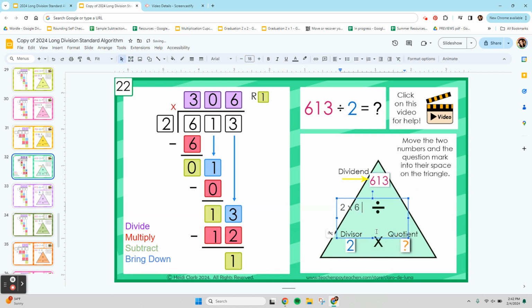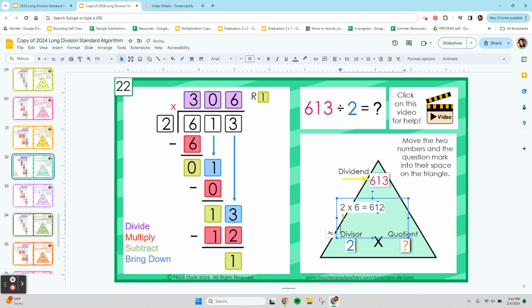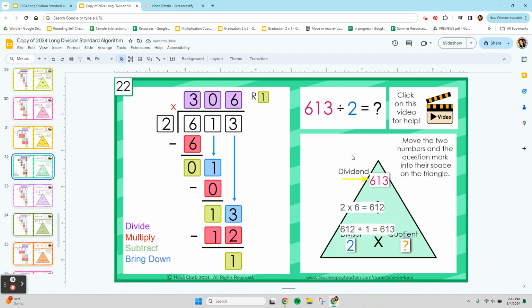So 2 times 306 equals 612. Let's make this easier to see here. And then you would do 612 plus your remainder, which is 1, equals 613, which is the dividend or the number that we started with.